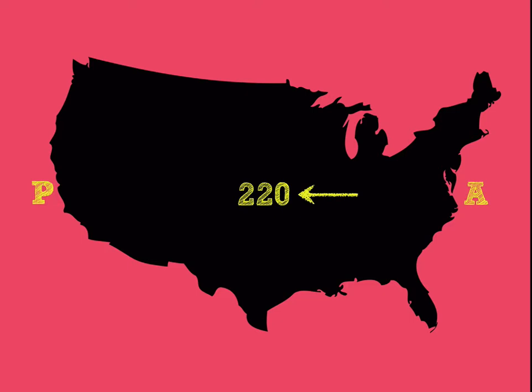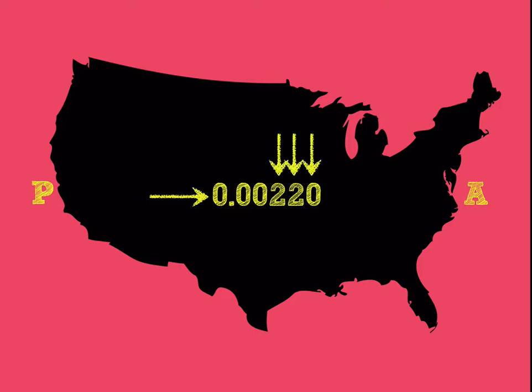The first sig fig can never be a 0, so in this case there are only 2 sig figs. What about 0.00220? A decimal is present, so start from the Pacific side. Again, the first sig fig can't be a 0, so the first sig fig is the 2. But the last 0 counts, because it's after a non-zero number and after the decimal. There are 3 sig figs.